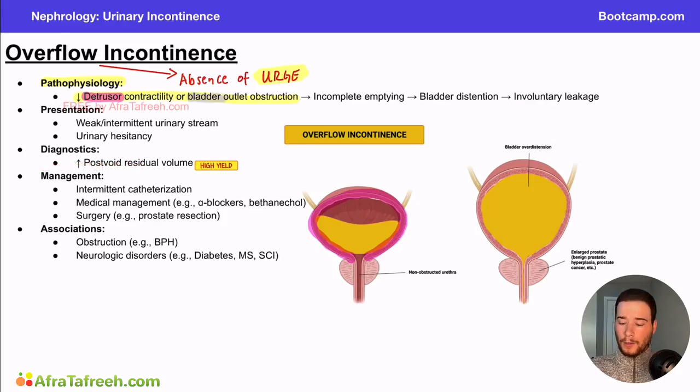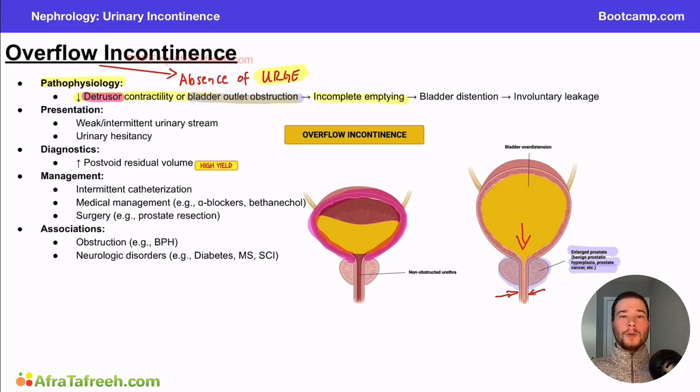Now, you can also have a bladder outlet obstruction. And so if you turn your attention to our image down here, you can see this is an example of a patient with an enlarged prostate, oftentimes also called BPH. And this enlarged prostate can actually cause an obstruction, which can essentially narrow the lumen of the urethra, creating a more difficult pathway for urine to actually leave through the urethra. And so either of these things can cause overflow incontinence. And what happens here is that we get incomplete emptying of the bladder.